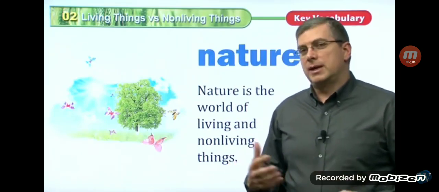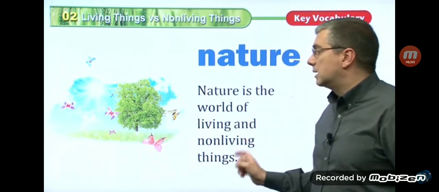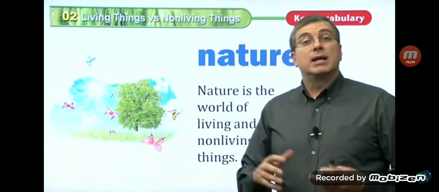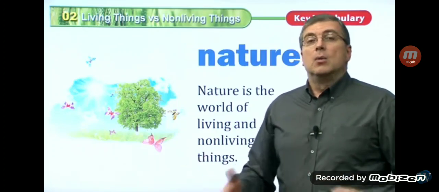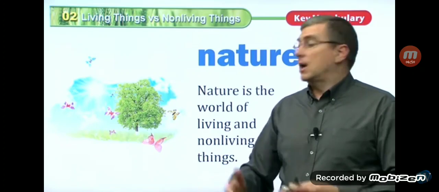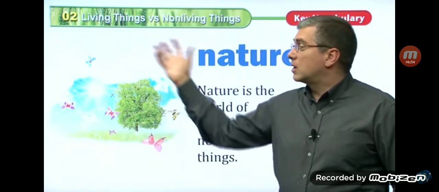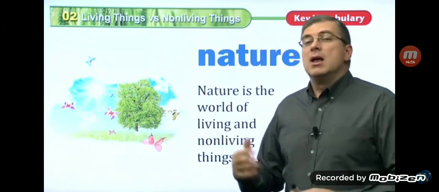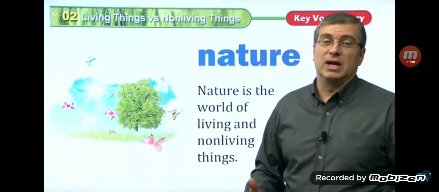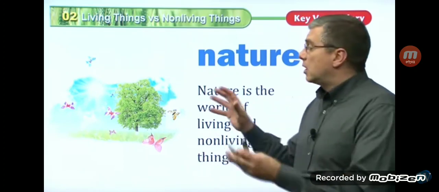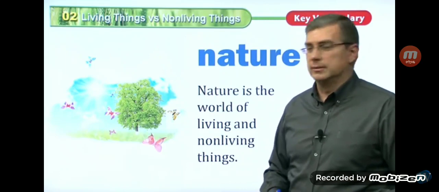Nature is where other things exist. Nature has living and non-living things. So living and non-living things are in nature. If you go to nature, they have grass, trees, air, clouds, sunlight. Some things are living, and other things are not living. And this is all nature, the outside world.